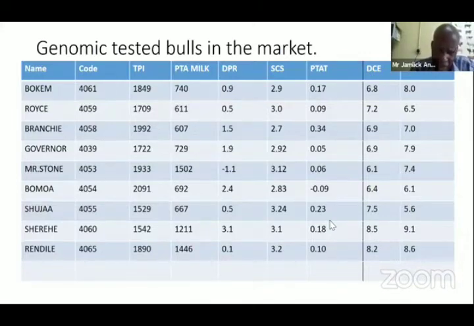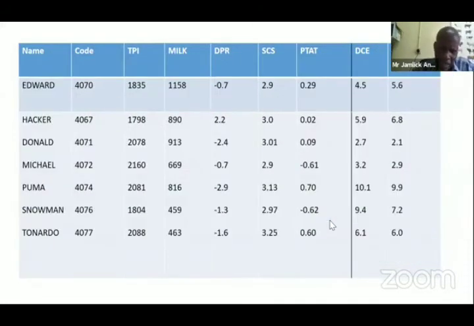There's a lot of pregnancy rate there, somatic cell score, the PTA traits, DCE, daughter calving ease, and sire calving ease, and the rest goes down. You can see the one we've just been looking at, right at the top there. And you can see we have got bulls from Kagrik there with very high TPIs. So depending on your breeding program or the objective of your farm, if your interest is a particular trait, this helps you to select.